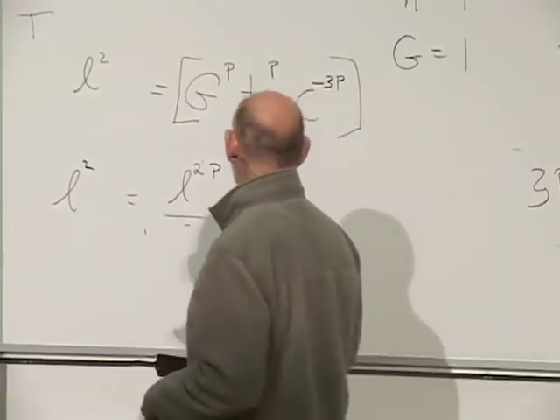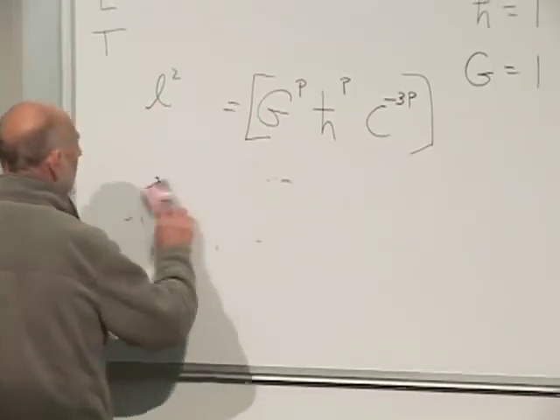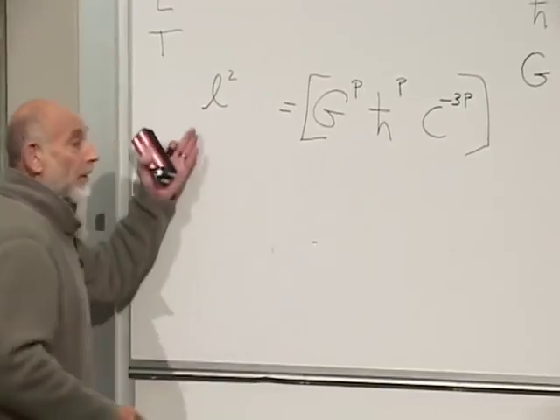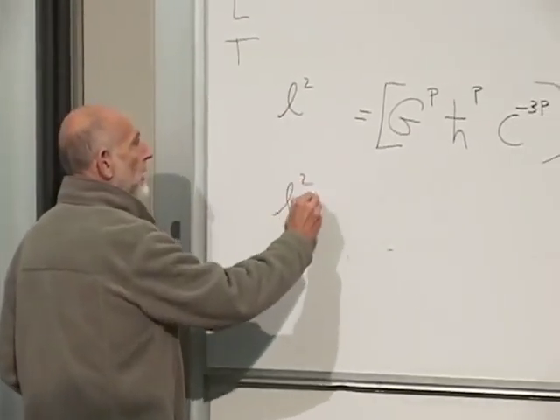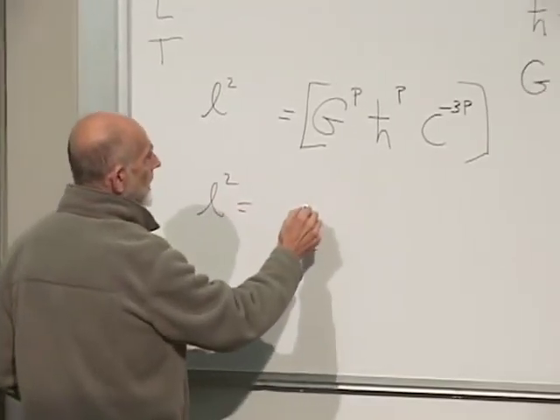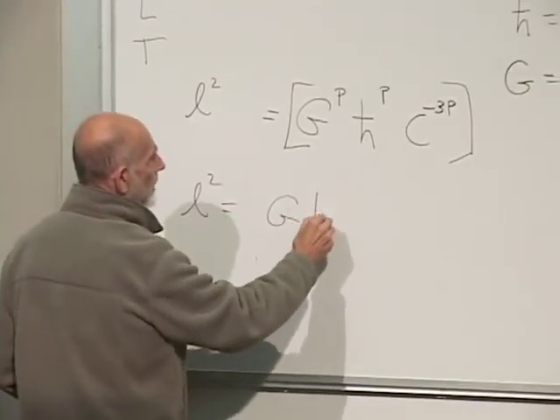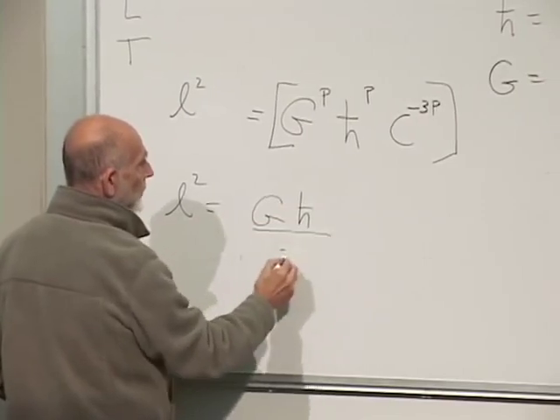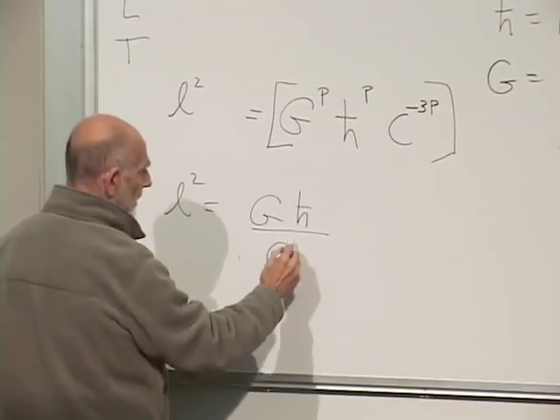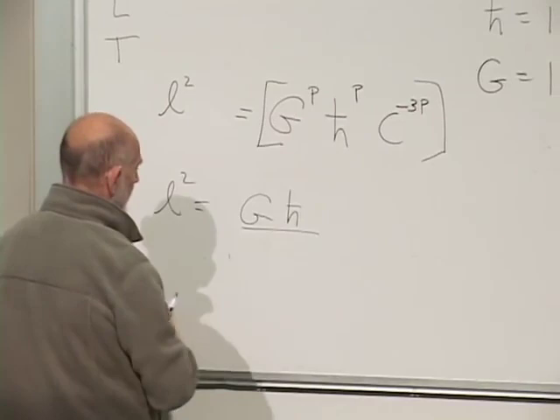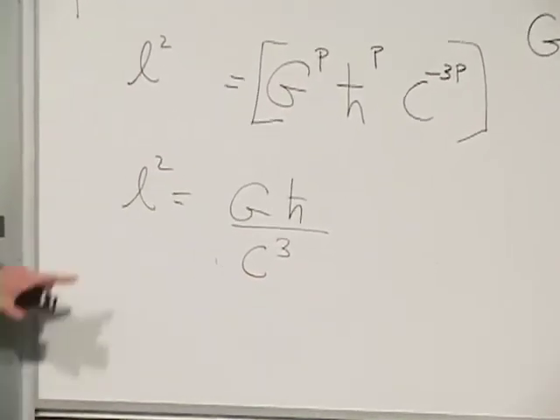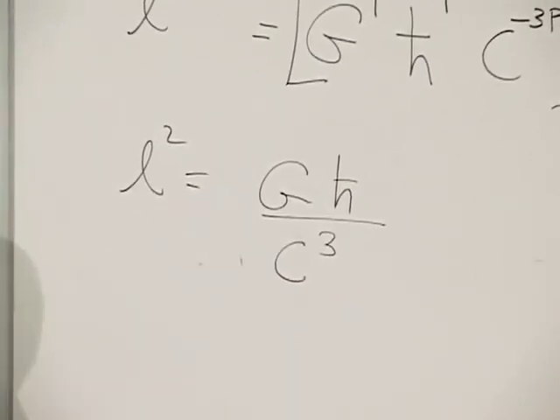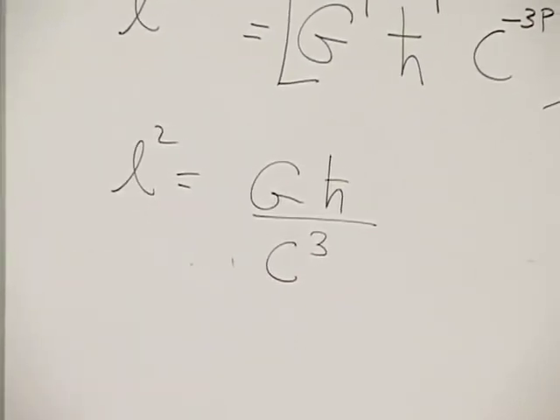Okay? So let's see what we have now. p is equal to 1. It tells us that the Planck area L squared is G h bar over c cubed, right? This is usually expressed by saying the Planck length is the square root of this.